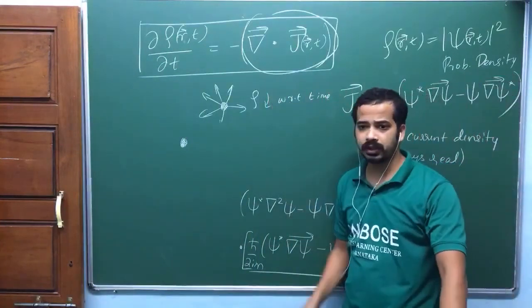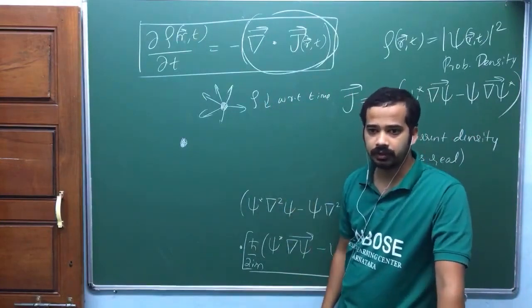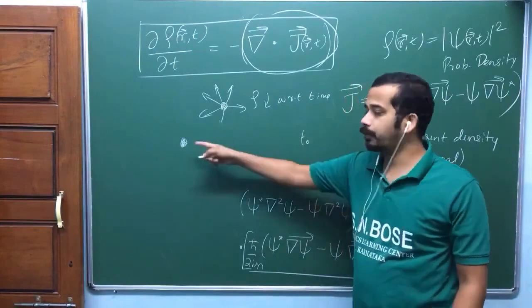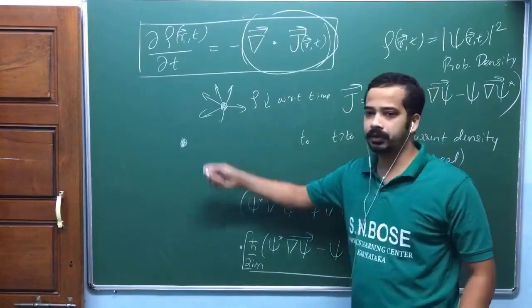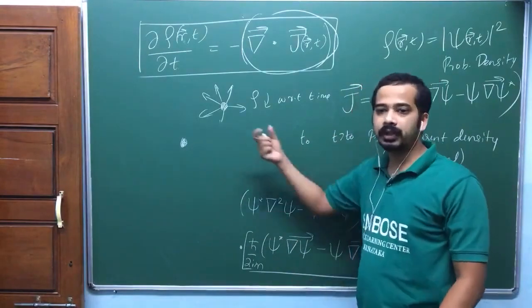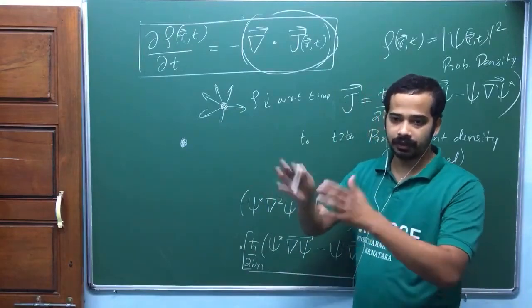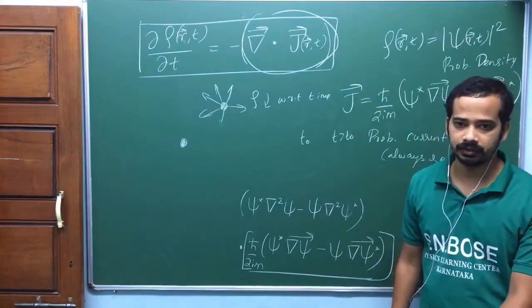This is a result of the Schrodinger equation. Am I right? What does the Schrodinger equation say? That's what I am trying to say. At time t naught, you are finding the probability density. At time t greater than t naught, again you are finding the probability density. If that probability density is decreasing with respect to time, that means some flow of particle is there from the region to the outside. That is the meaning.